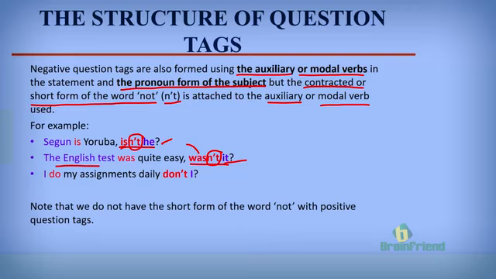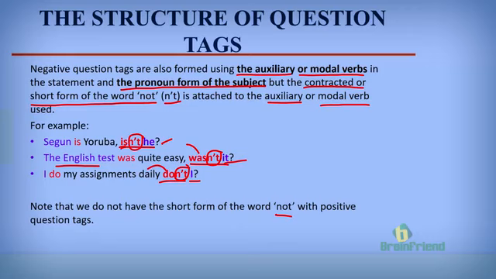I do my assignments daily, don't I? The same thing applies here. The contracted form of the word not together with the auxiliary verb do before the pronoun form of the subject, I. Now note that we do not have the short form of the word not with positive question tags.